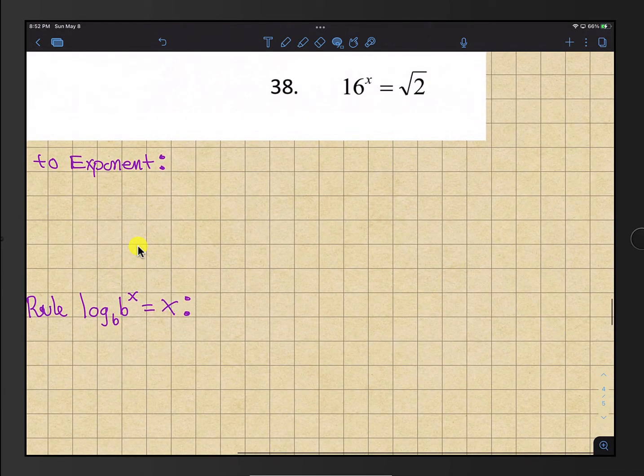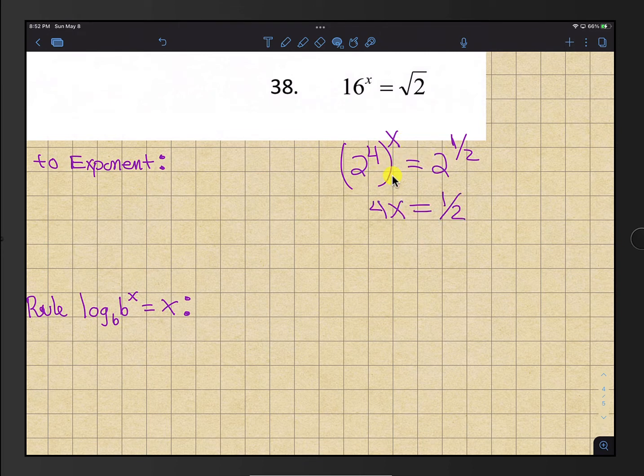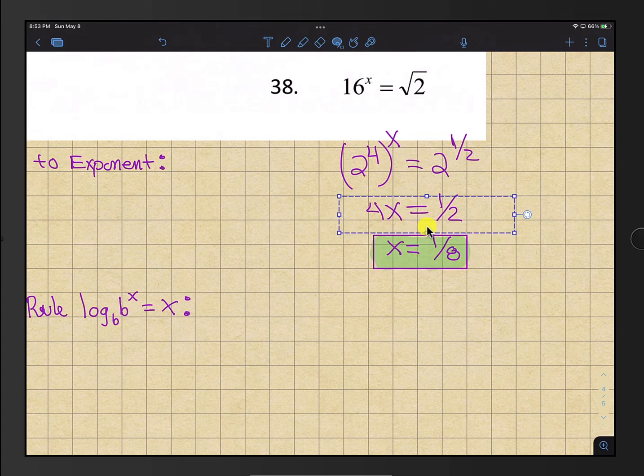Then for number 38, I recognize that we can have the same base on both sides, and that base would be 2. 16 is 2 to the 4th, and square root of 2 is 2 to the 1/2. So we have 2 to the 4th raised to the x, and 2 to the 1/2. Then we would multiply the 4 times x, which is 4x, equals 1/2. The bases drop out. And then let's divide by 4 on both sides, and so we end up with x is equal to 1/8.